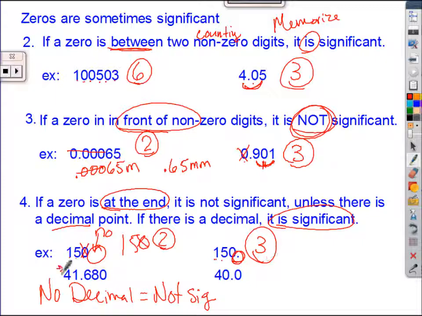This next one down here, 41.680, it has a decimal, which means they're all significant. 5 sig figs. This next one, 40.0, I see a decimal, therefore whether it's before or after the decimal, it's after counting number and it includes a decimal, they're all significant. Okay.